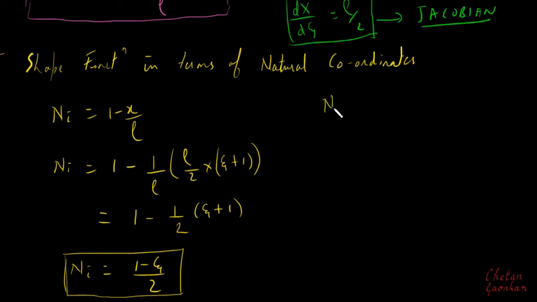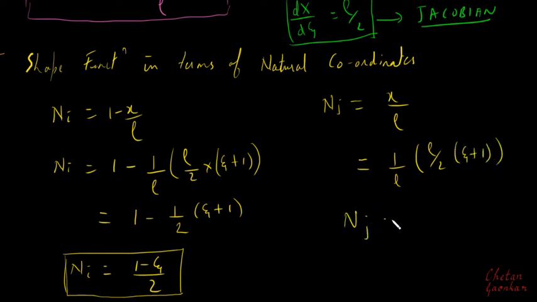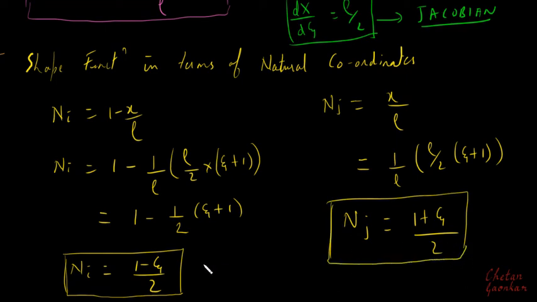Similarly, Nj in terms of local coordinate is given by x by L. I just need to substitute what x is here, that is, x is again L by 2 times (xi plus 1). And then if I simplify this, I will get Nj as 1 plus xi by 2. So these are the shape functions of the 1D linear element in terms of natural coordinates.